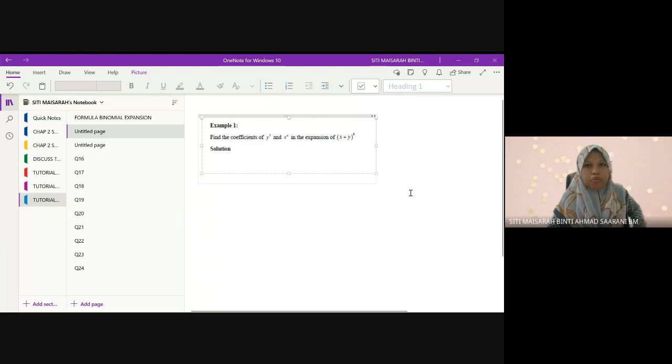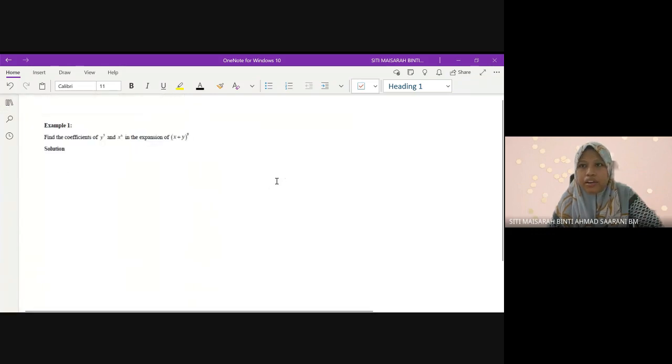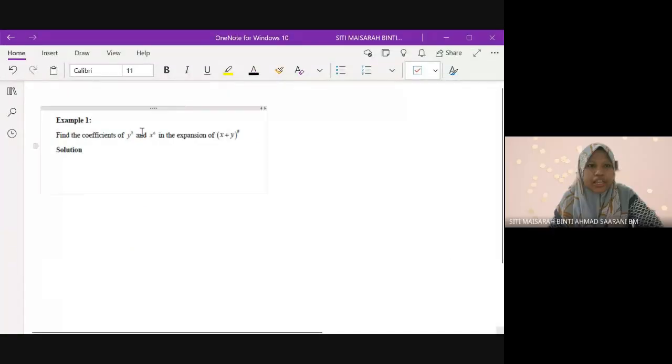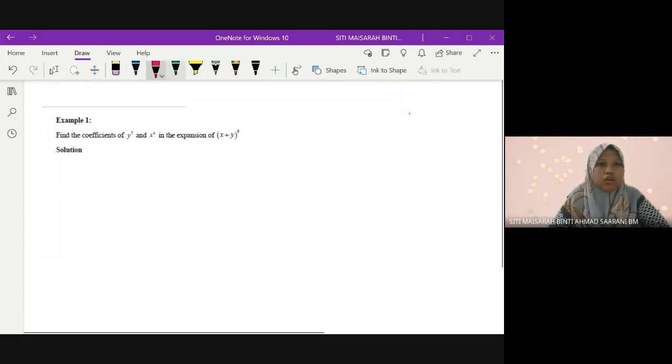This is example 1 for lecture. Example 1 asks to find the coefficient of y to the power of 5 and x power of 6 in the expansion of x plus y power 9. Am I correct? Example ni ke yang awak tanya? Ya, madam. Okay. So, dia bagi kat sini expansion x plus y power 9. So, awak nak cari coefficient of y power 5, x power of 6 for x plus y power 9.